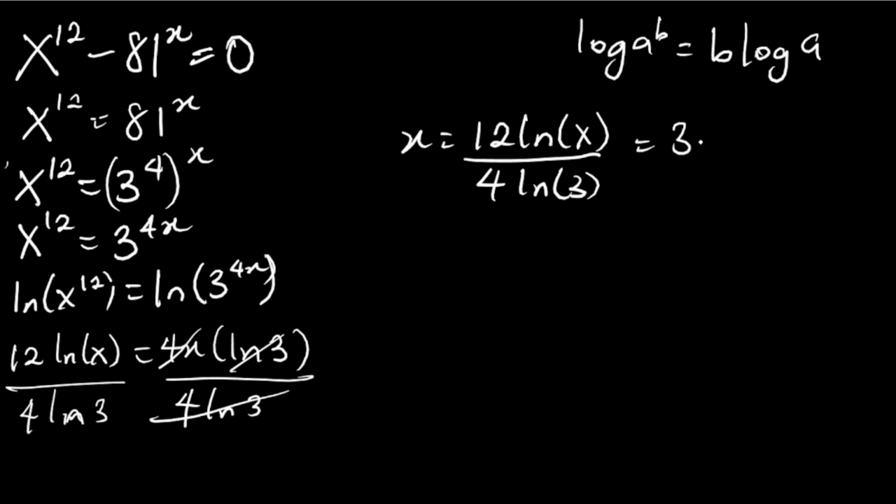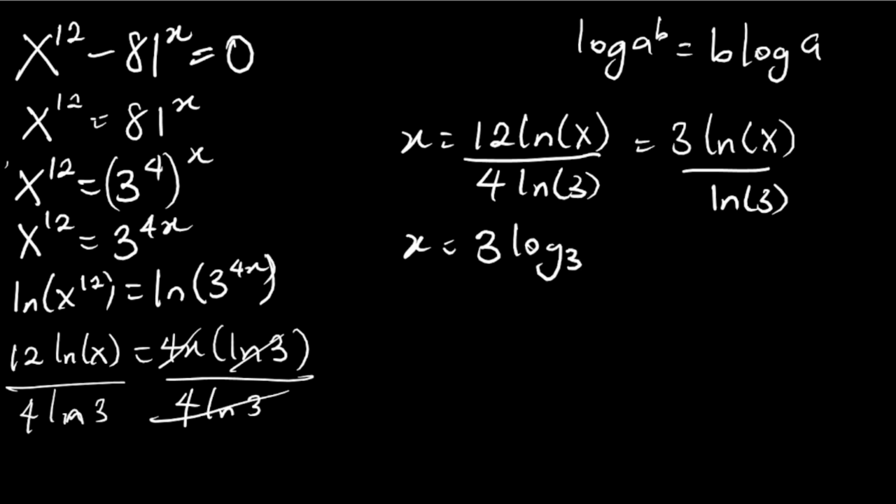Now, 4 can cancel out 12, which will be 3 ln x divided by ln 3. Now the answer to this particular problem is that x is equal to 3 log base 3 of x. So this is the final answer to this particular problem.